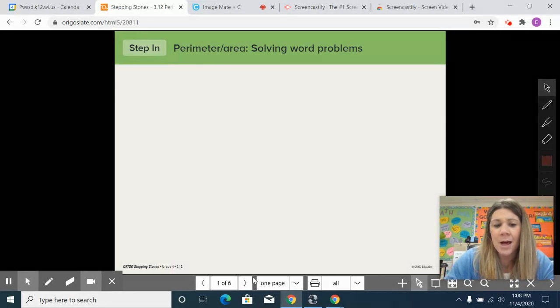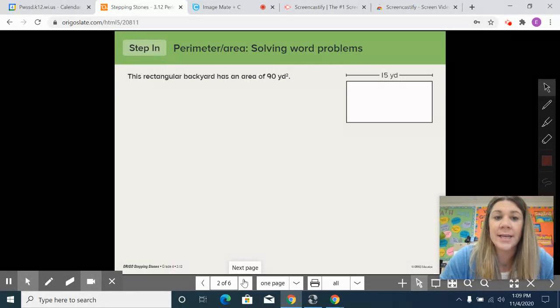So let's take some looks at some examples of a story problem. So here it says a rectangular backyard area is 90 square yards.